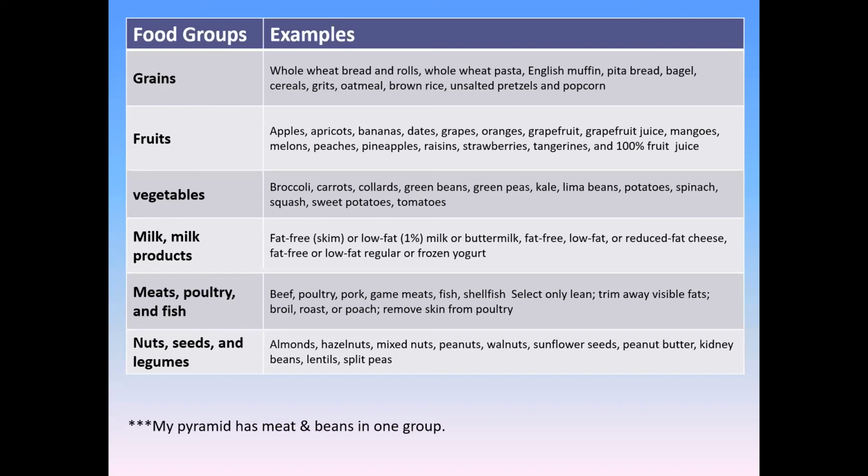Now, meat and poultry and fish, these are all animal products that are rich in complete protein, but also rich in fat. Nuts, seeds, and legumes are also rich in fat, but they are less harmful, because the type of fat is beneficial. Now, notice here that some classifications combine the meat and the beans into one group, thus making the groups only 5.